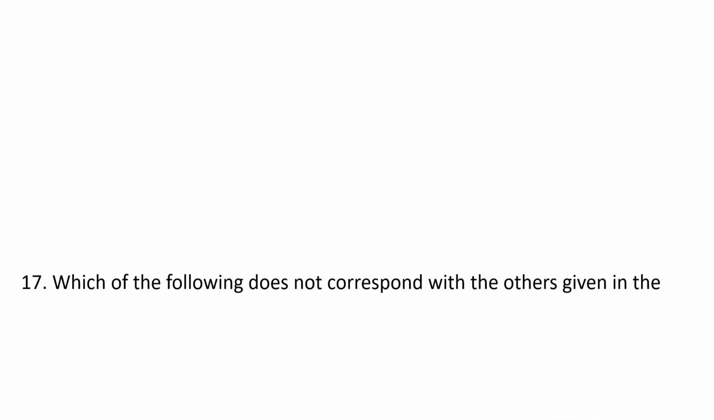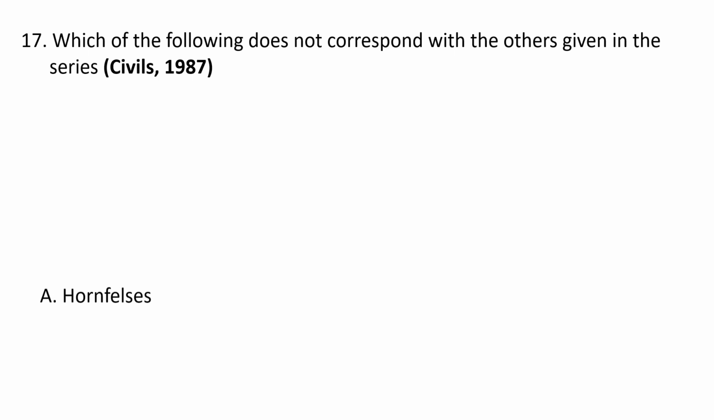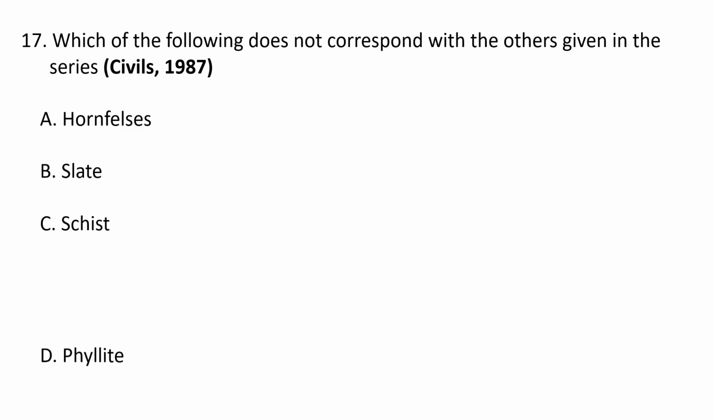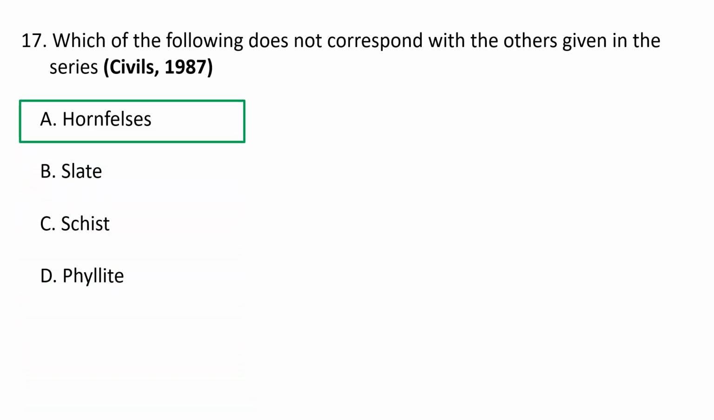Next question. Which of the following does not correspond with the others given in the series? A, hornfels, B, slate, C, schist, D, phyllite. So the correct answer is A, hornfels, whereas the other three, slate, schist and phyllite, belong to one category, and hornfels does not correspond with slate, schist and phyllite. So that's why A is the correct answer.